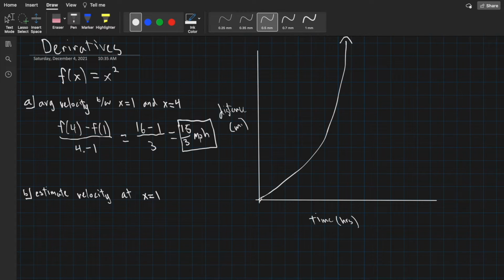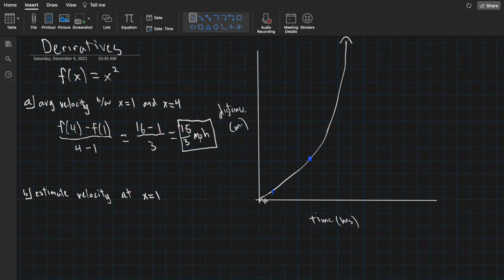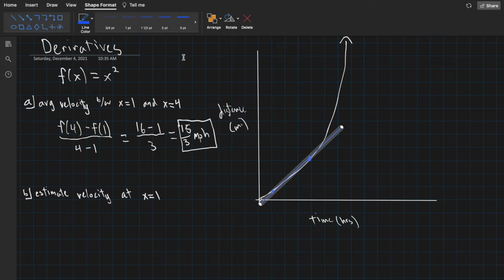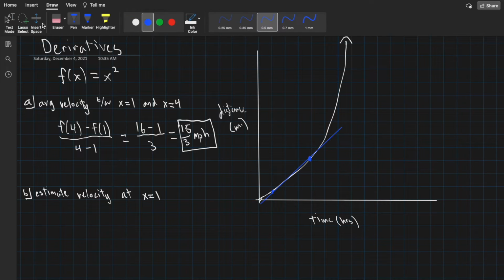So then maybe the next question is, what line is this the slope of? And let's change colors. So here is 1, f of 1, and 4, f of 4. This line right here is called a secant line. So the slope of this secant line here is going to be our average rate of change between x equals 1 and x equals 4.